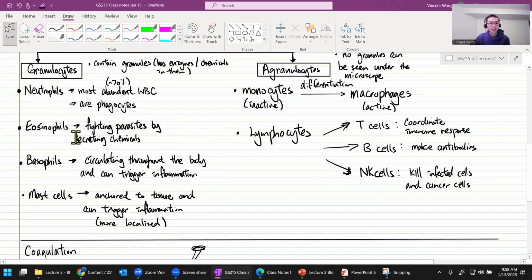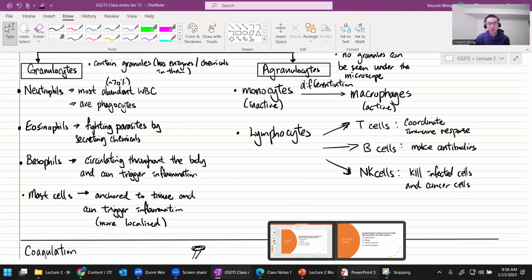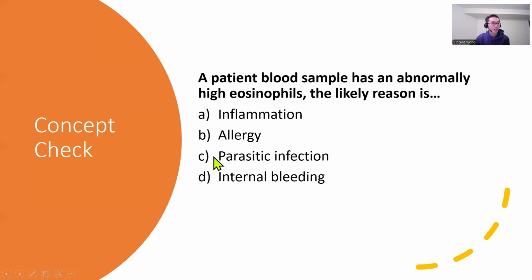So if the person has a lot of eosinophils, they're probably fighting some kind of parasitic infection. The correct answer is C. Inflammation is basophils and mast cells. Allergy is also basophils. Internal bleeding has nothing to do with white cells.